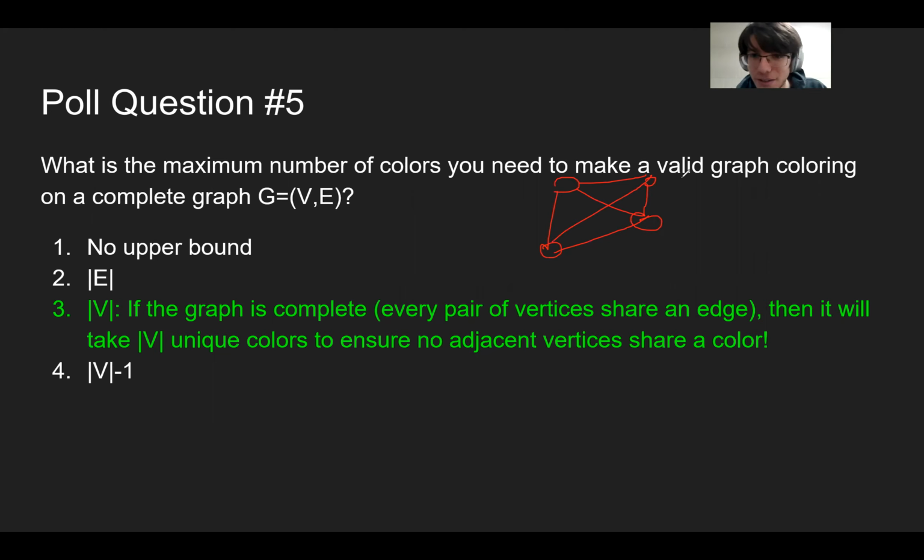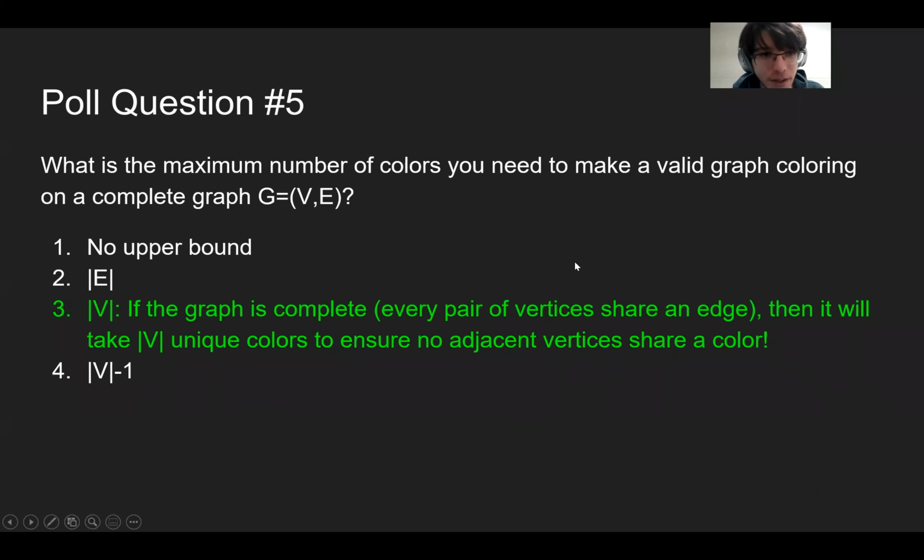Because like this node, for example, if we choose red for him, then we can't choose red for anything else because it's connected to everything else. And then we have to choose blue for this one. Well, we can't choose blue for any other node. So we have to go through, and that's going to be true for everything. And so that's why the most we have to use is V.